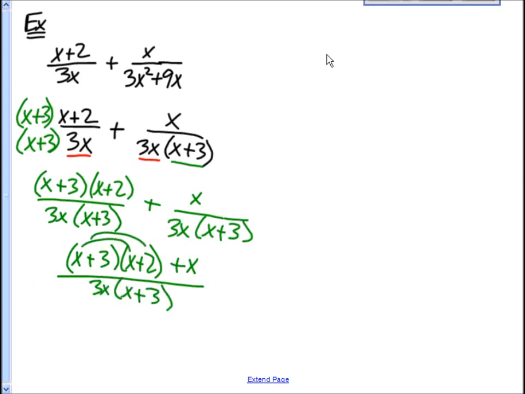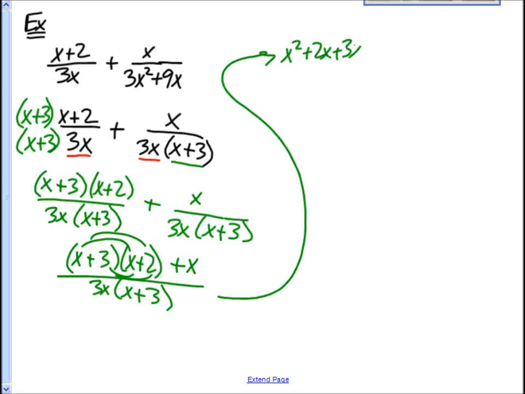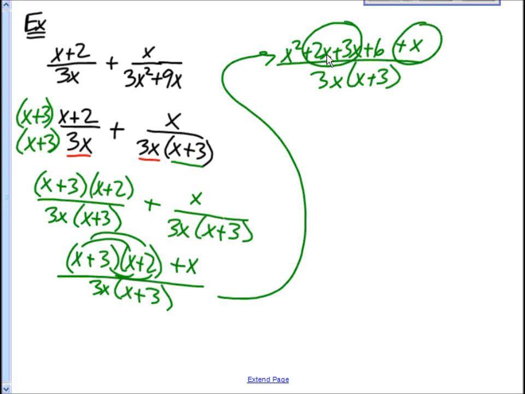Okay, so now we're just going to FOIL this thing, combine like terms, and simplify. So x plus 3 times x plus 2 will give us x squared plus 2x plus 3x plus 6. Still got plus that x all over common denominator, 3x, x plus 3. Okay, combine like terms, so 2x plus 3x plus 1x, that gives us a 6x in the middle here, all over this 3x times x plus 3.